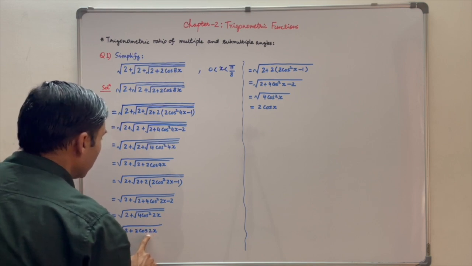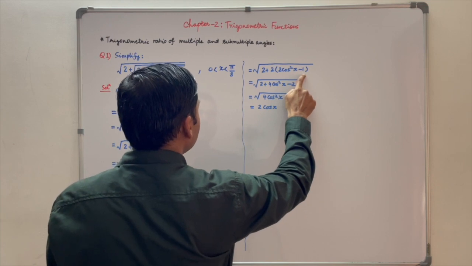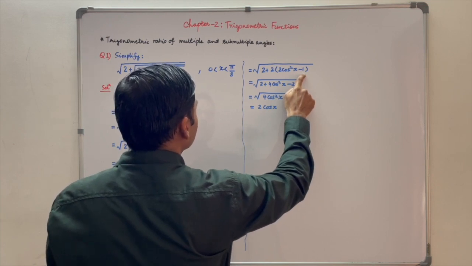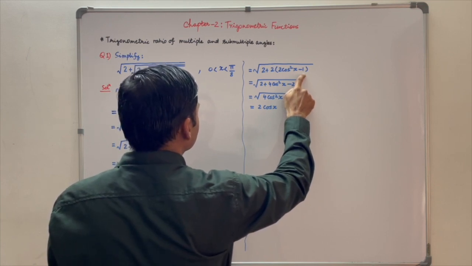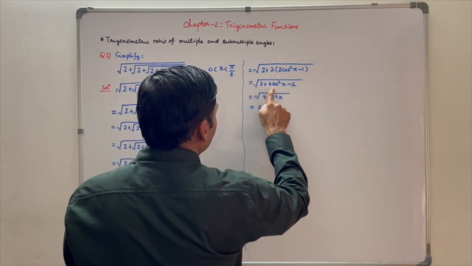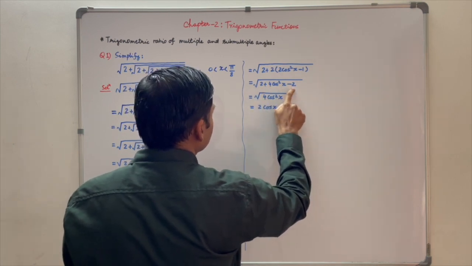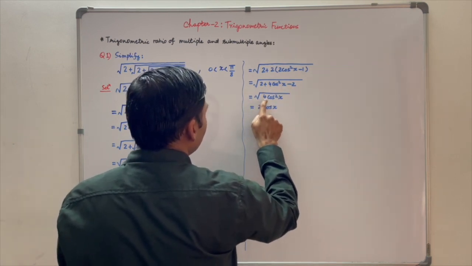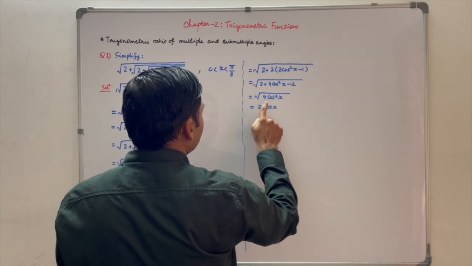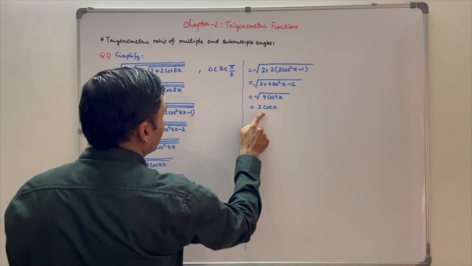Now cos 2x can be written as 2 cos square x minus 1. Using the same formula, cos 2x is equal to 2 cos square x minus 1. So now it becomes under root 2 plus 4 cos square x minus 2. Again, plus 2 and minus 2 get cancelled. So it will be under root 4 cos square x, which is equal to 2 cos x. So this can be simplified as 2 cos x.